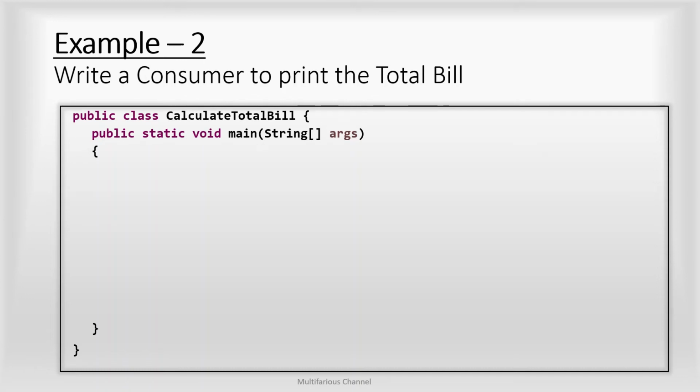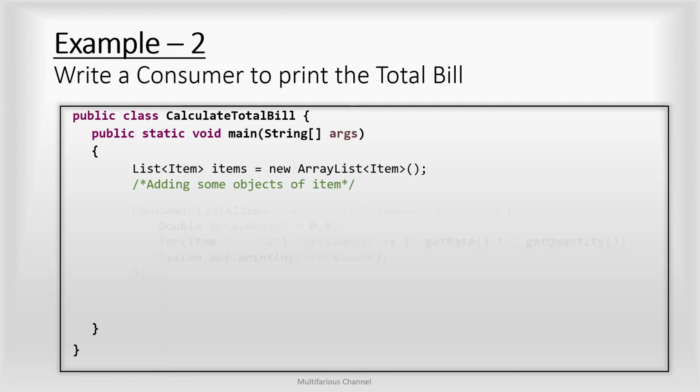Here I have a class CalculateTotalBill which has a main method inside it. Let's assume I have an Item class with some properties, and also in this class let me have a list of items that I can use as the input for the consumer. So here I will write a consumer that will take the list of items as an input, and it will iterate over the list of items to calculate the price of each item and then add it to the total. Let me do that and just write a consumer for that.